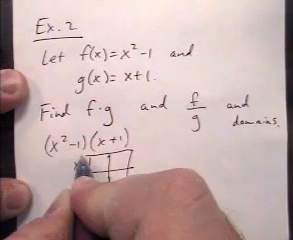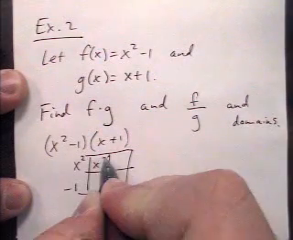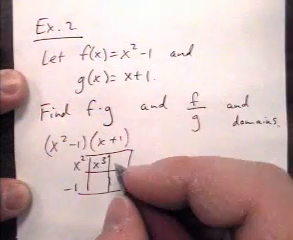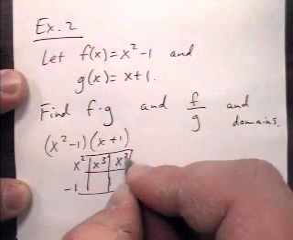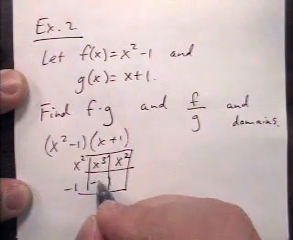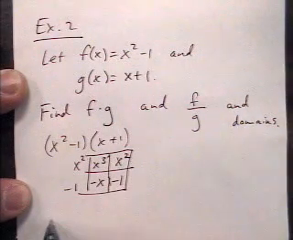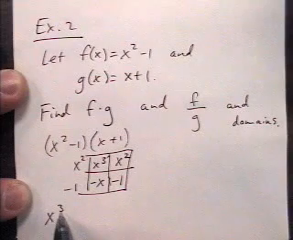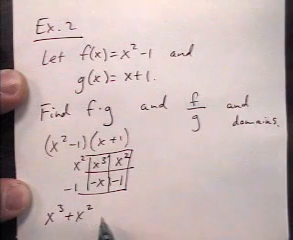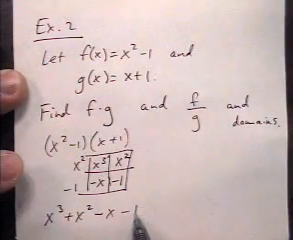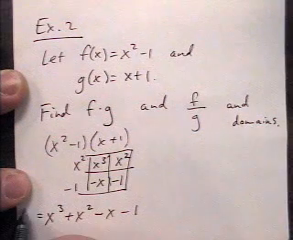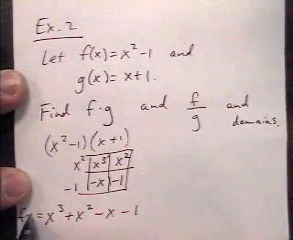As you know, I'm going to use a box. x squared times x is x cubed. x squared times 1 is x squared. x times negative 1 is negative x, and negative 1 times 1 is negative 1. So the product is x cubed plus x squared minus 1x minus 1. That's f times g.